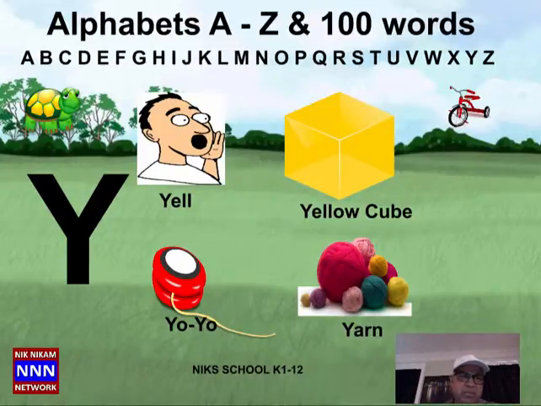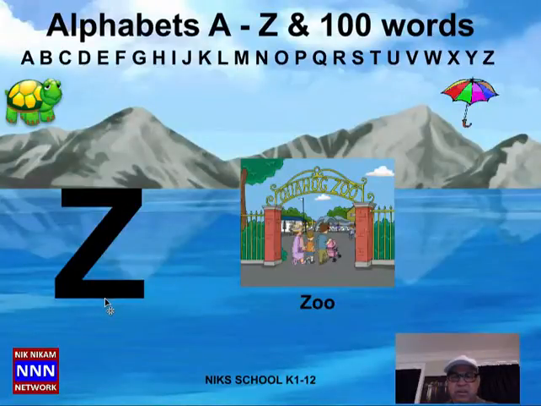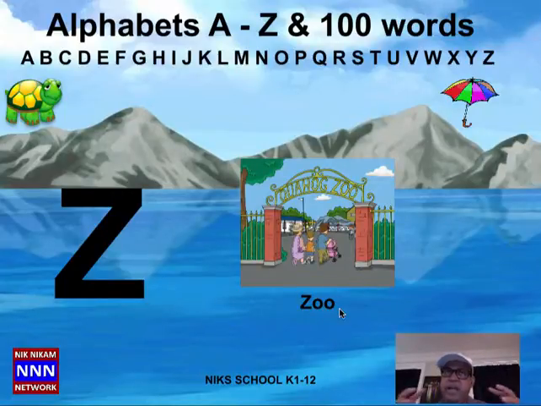Okay. Let's look at Z, the last letter in the alphabet section from A to Z. All right, Z, zoo. Have you been to a zoo? No? Oh, you better ask your mommy and daddy if there's a zoo in your town. Or when you go on vacation, tell them you want to visit a zoo.